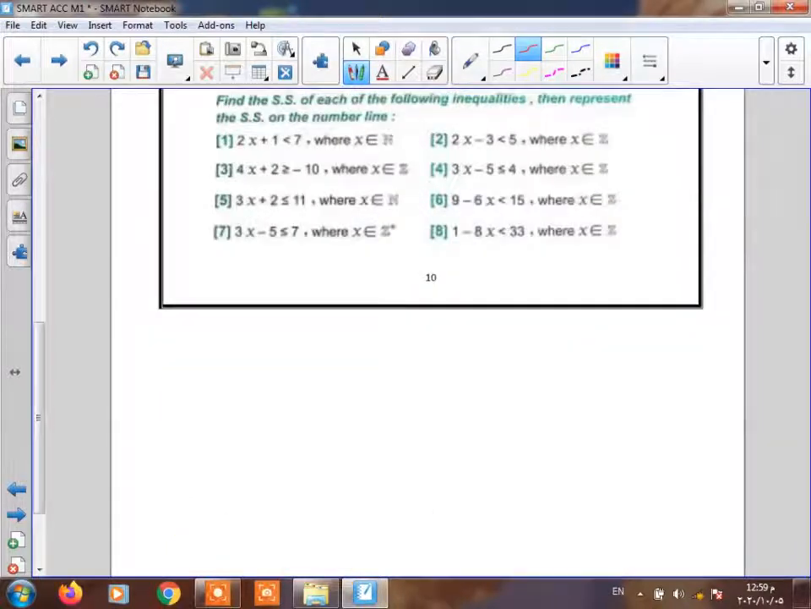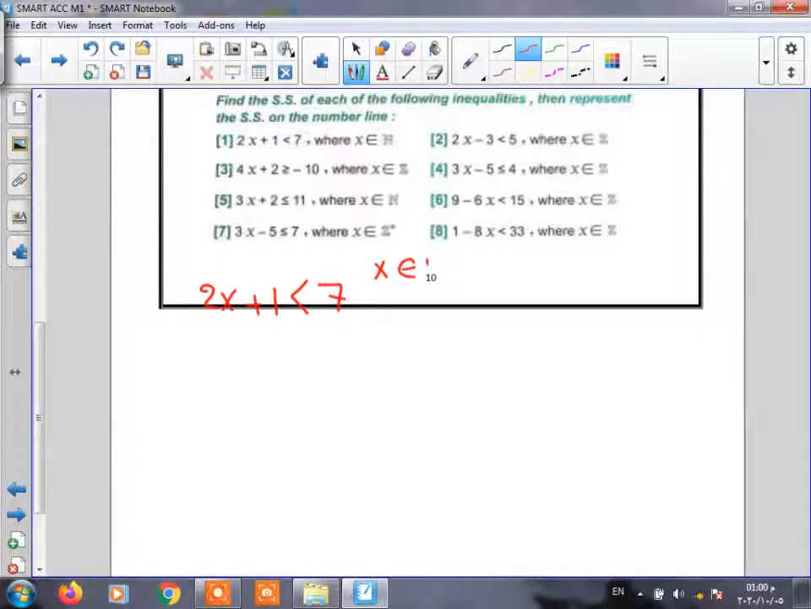Find the solution set of each of the following inequalities, then present the solution set on the number line. Let's solve the inequality with the same steps: positive becomes negative on the other side, minus becomes plus, times becomes divided, and divided becomes times. The rules are the same, with just a small difference. Here we have 2x + 1 < 7, where x belongs to N.